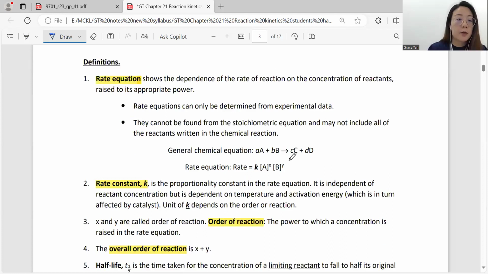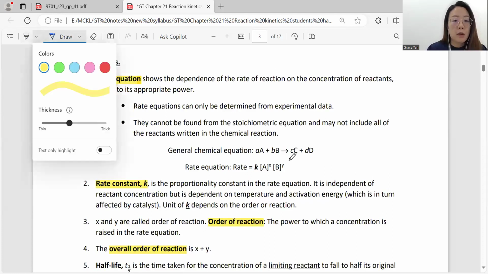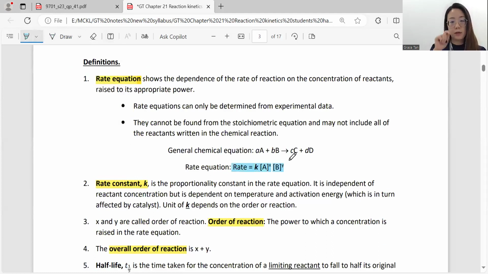What is the rate equation? The rate equation is the one that I'm highlighting in blue now. Rate equals k[A][B]. Now what are your capital A and capital B? Capital A and capital B are your reactants here. So the rate depends on the concentration of your reactants, capital A and capital B.